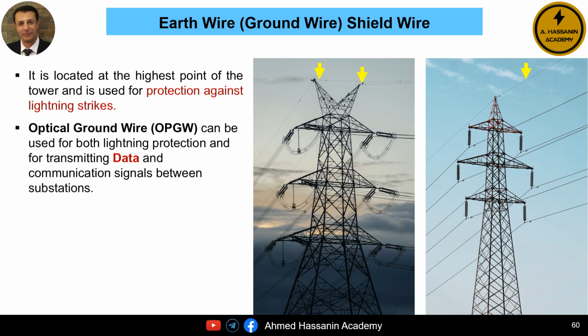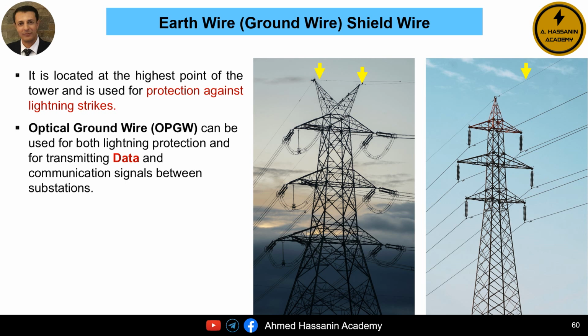However, it is important to note that the ground wire used nowadays is often of the optical ground wire, OPGW, type, which serves two functions. The first function is protection against lightning strikes. The second function is to transmit data, signals, or communication between different substations or between the substations and the control center.